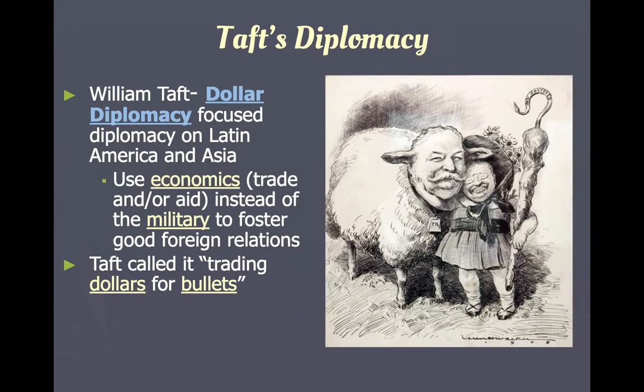So Taft believed in dollar diplomacy. He's going to be president after Roosevelt, and he was much less militaristic and much more economic. Okay, economic focus. So that's what dollar diplomacy was. It focused diplomacy on Latin America and Asia using economics. Okay, so that means trade and or economic aid instead of the military to foster relations. So the idea was if everybody's making money and getting rich, then everybody's going to be happy. And so Taft called it trading dollars for bullets. Okay, so instead of using the military now, Taft wants to use our strong economy to build relations with these foreign countries.